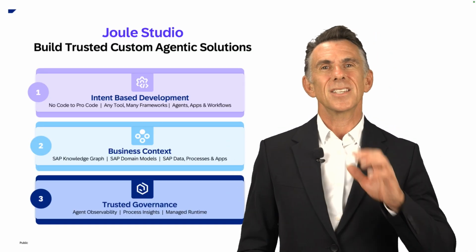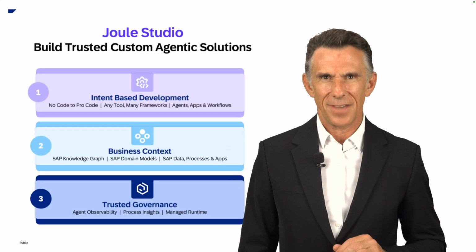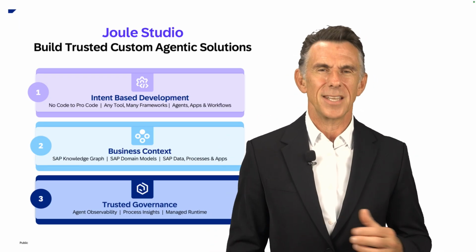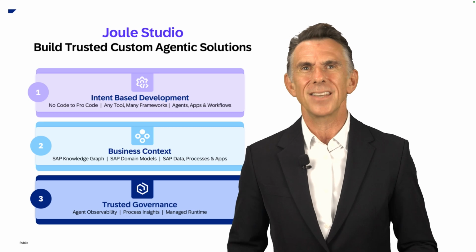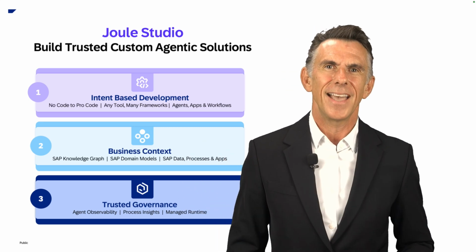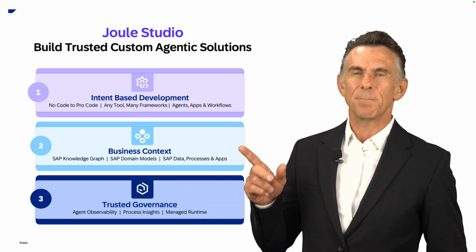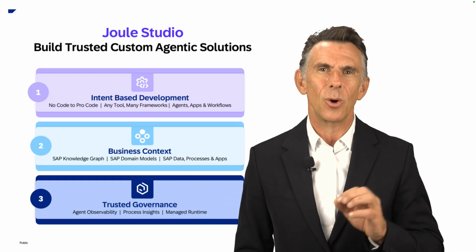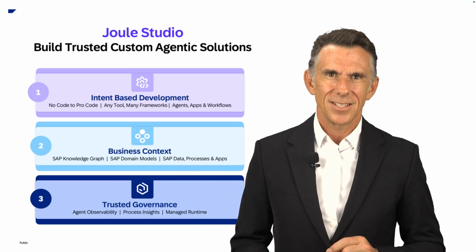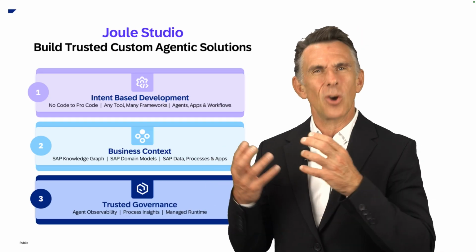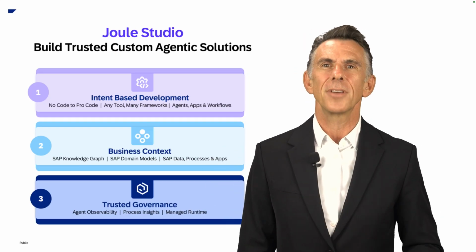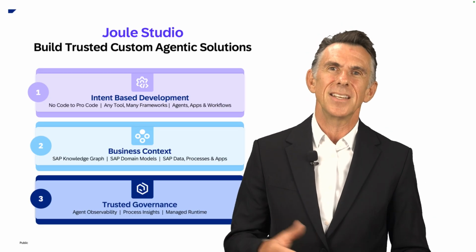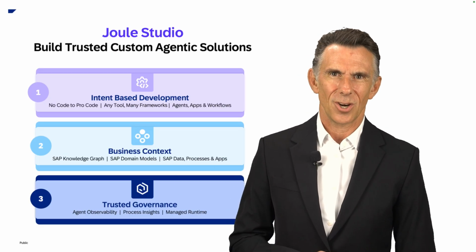There are three big takeaways. The first is that it's designed around intent-based development. So that's a little bit like vibe coding, but for the enterprise, meaning all of the enterprise standards of workflow, security, and governance. Second is business context, because agents only perform reliably when they're grounded in how your business runs. Joule Studio anchors agents in SAP's context, the SAP knowledge graph, and the underlying SAP data, processes, and applications the agents need to reason over and act on correctly.